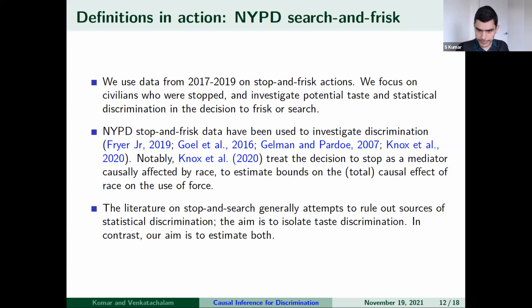So the major difference between those attempts and ours is we are instead trying to estimate both of them simultaneously. If we have more time later, I'll come back to this paper by Knox et al., who also use the idea of a mediator, and they are using the decision to stop as a mediator. The idea being that if you want to look at racial discrimination, of course, you want to look at the treatment of those people who have been stopped, but to generalize it to the population, you also need to know something about the people who were not stopped.